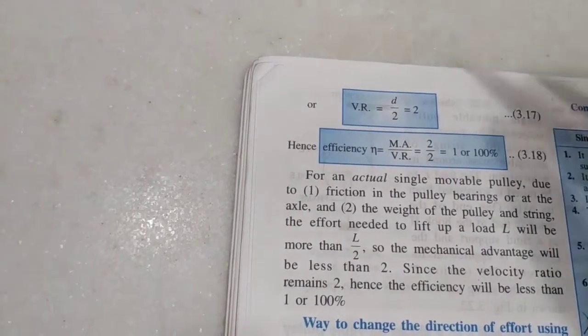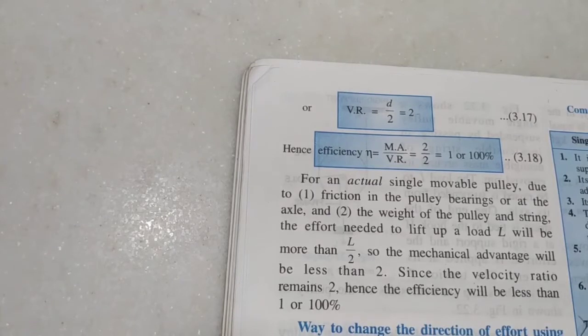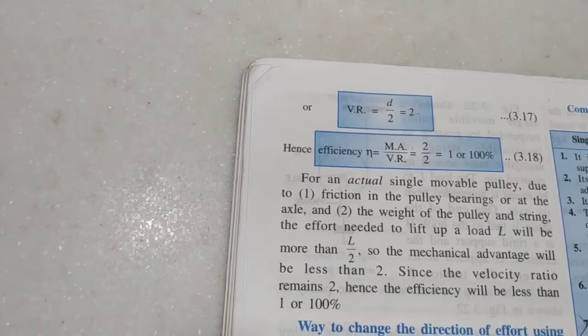So the velocity ratio is also 2, assuming that the efficiency is 100%. Mechanical advantage and velocity ratio both are 2 each. But we know that practically that's not possible because efficiency is never 100%.